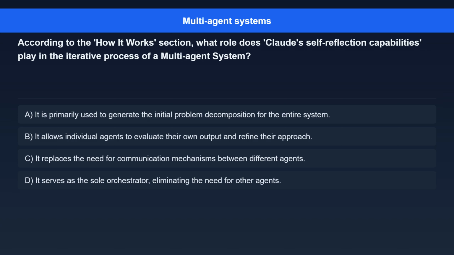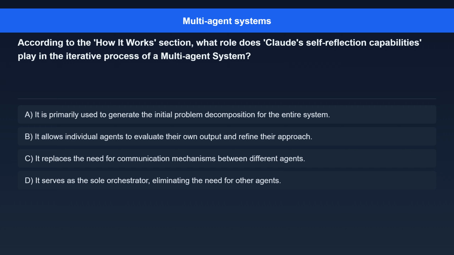Question 3. According to the How It Works section, what role does Claude's self-reflection capabilities play in the iterative process of a multi-agent system? Option A. It is primarily used to generate the initial problem decomposition for the entire system.